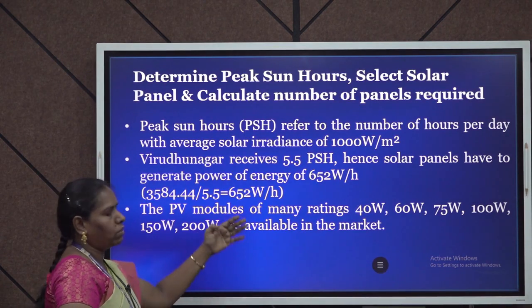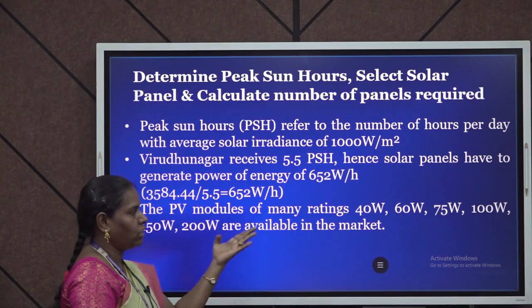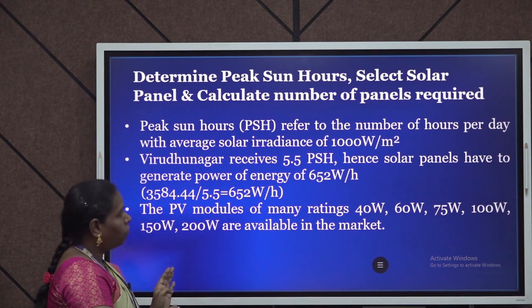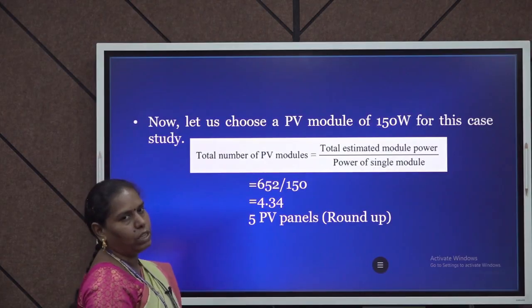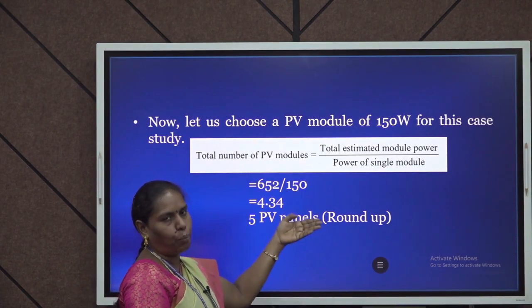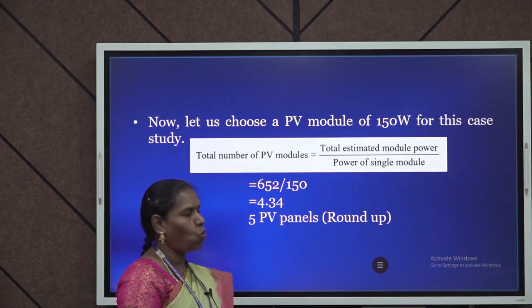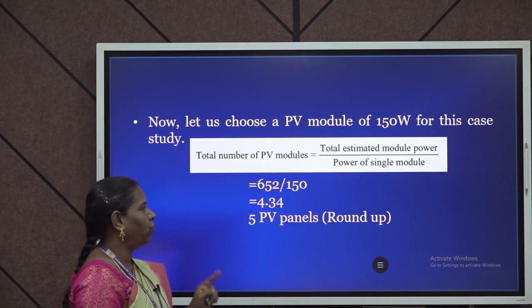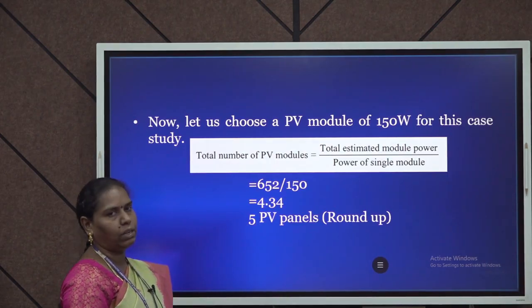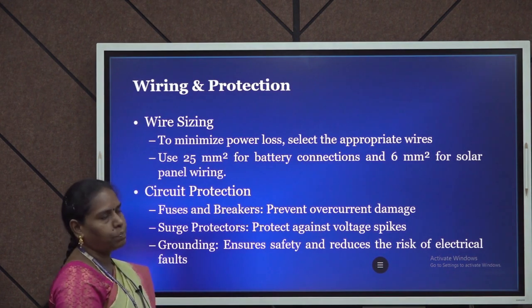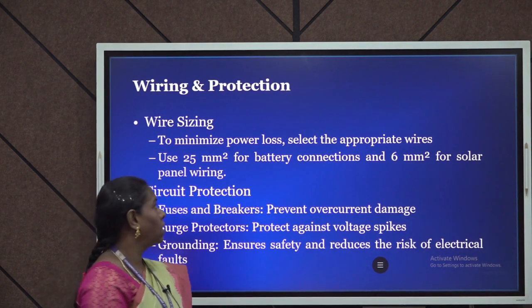The PV modules available in the market come in different ratings: 40 watts, 60 watts, 75 watts, 100 watts, and we may choose 150 watts. My requirement is 652 watts per hour, so divided by the rating of 1 panel of 150 watts, I need approximately 5 PV panels. These panels are connected in series.